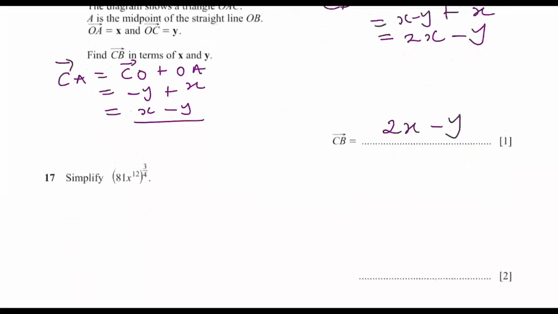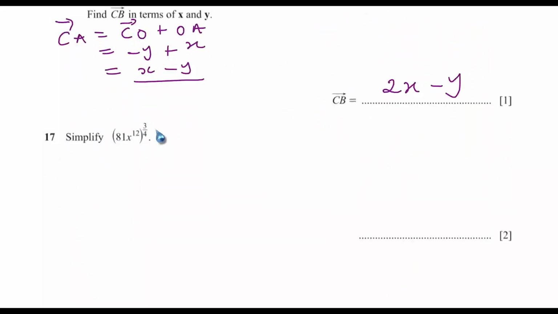So the next question is question 17. So this is indices. What you need to do here is to simplify the expression you have inside the bracket. So for this one now, you have 81x to the power of 12, everything to the power of 3 over 4. So this is a fractional index. So what you need to do is to write 81 as 3 to the power of 4.